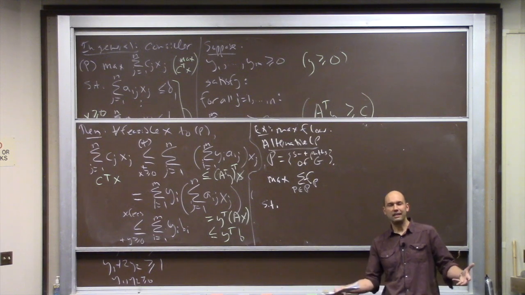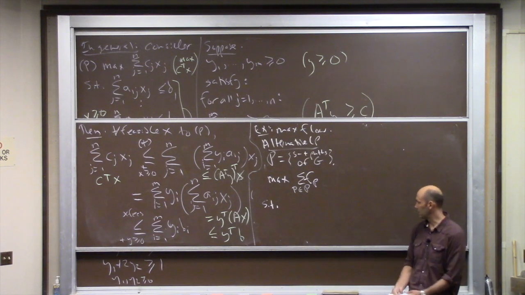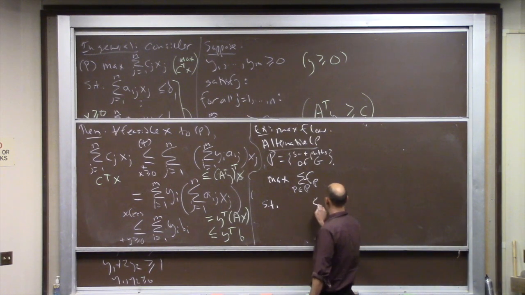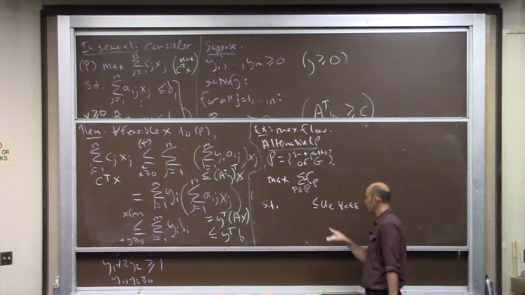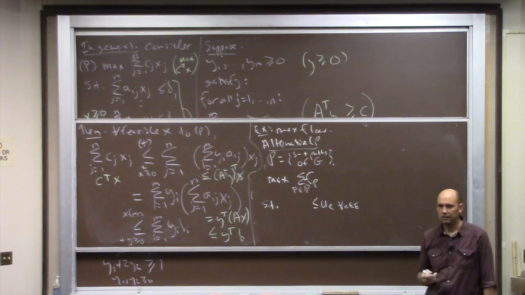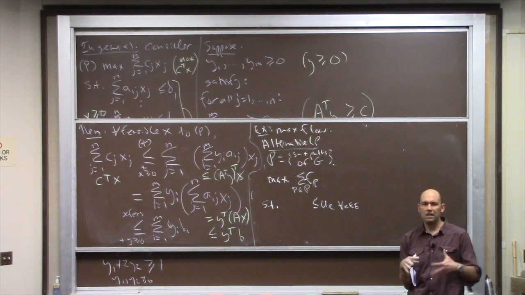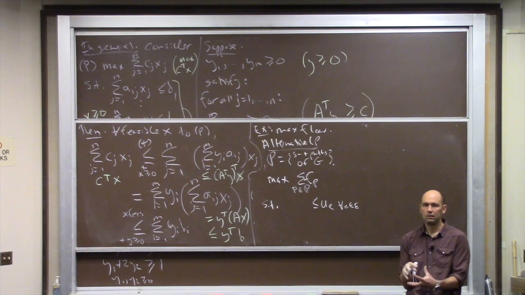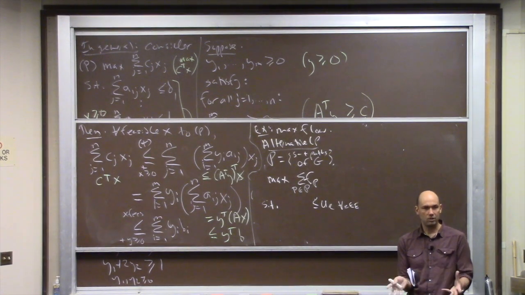I still do need the capacity constraints, though. I still have to encode that. So we're going to have at most capacity for every edge. Shouldn't be surprised to see that. So what goes on the left-hand side? Well, it should be that the total amount of flow on edge E, no matter how it got there, should be at most the capacity.